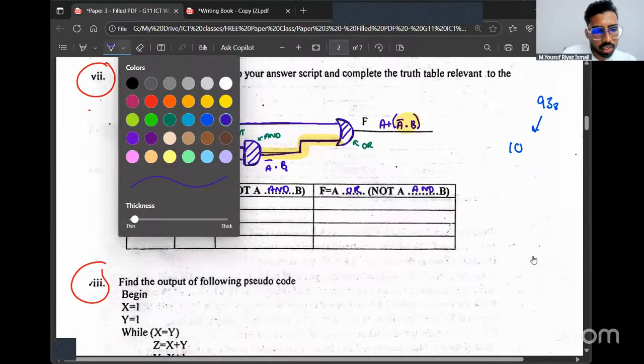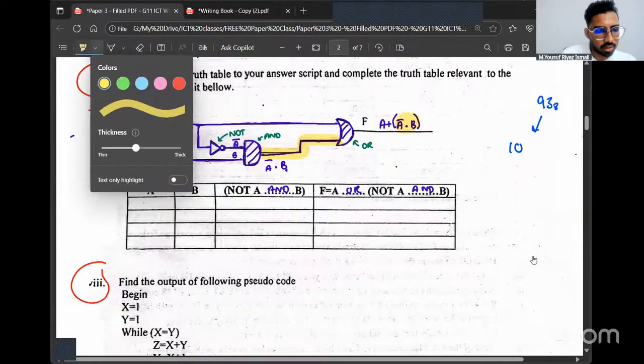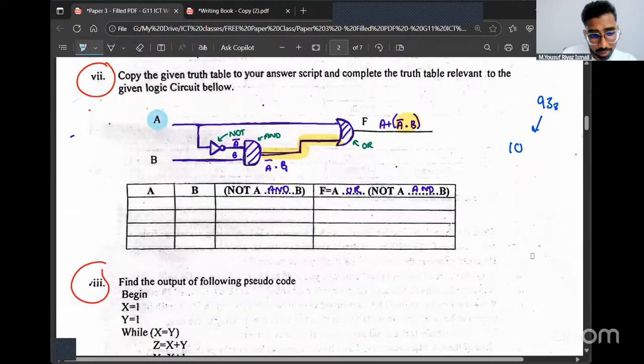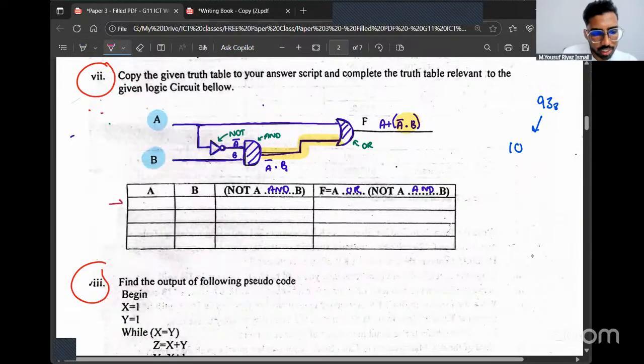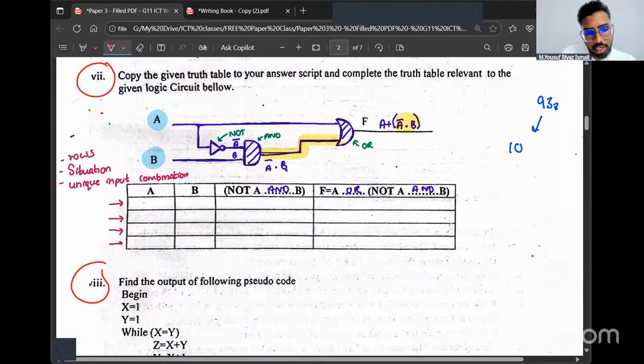And if you look at this circuit we have here, there are two inputs. A is one main input, B is another main input. And if there are two inputs, you all know each row is representing something called a situation, or a unique input combination. So you can figure out how many situations there are, or how many rows there are, using the equation 2 to the power of the number of inputs.